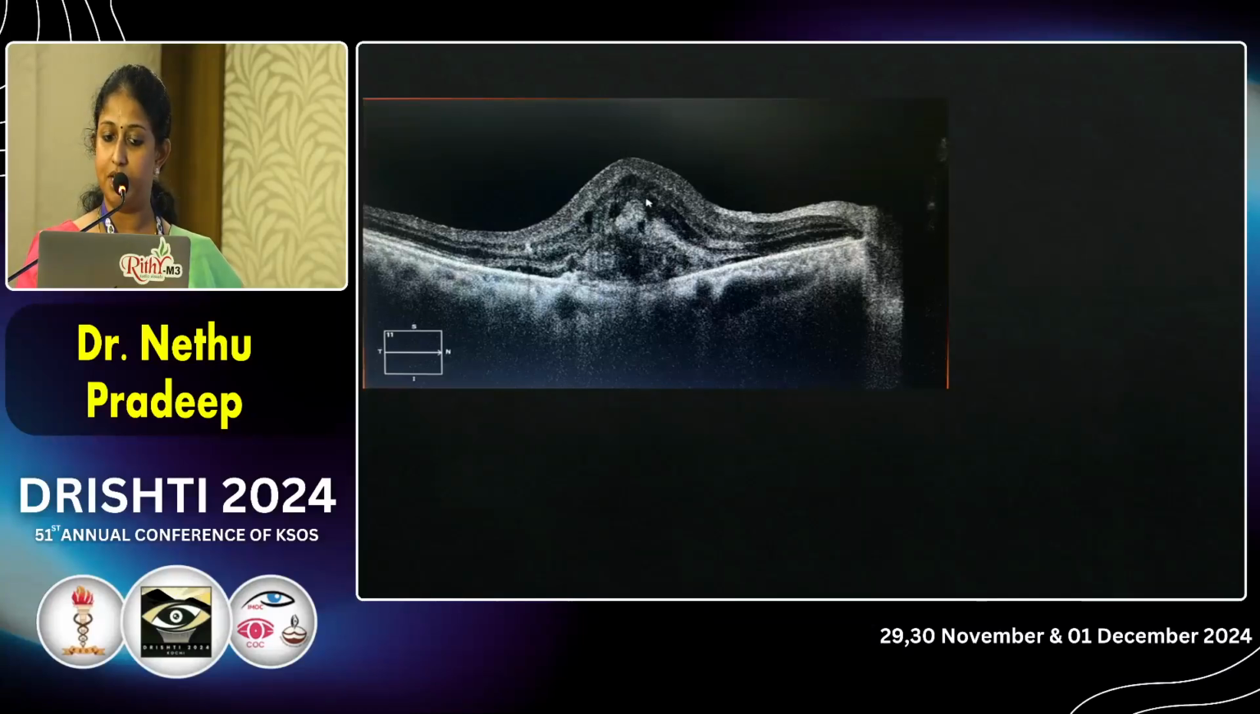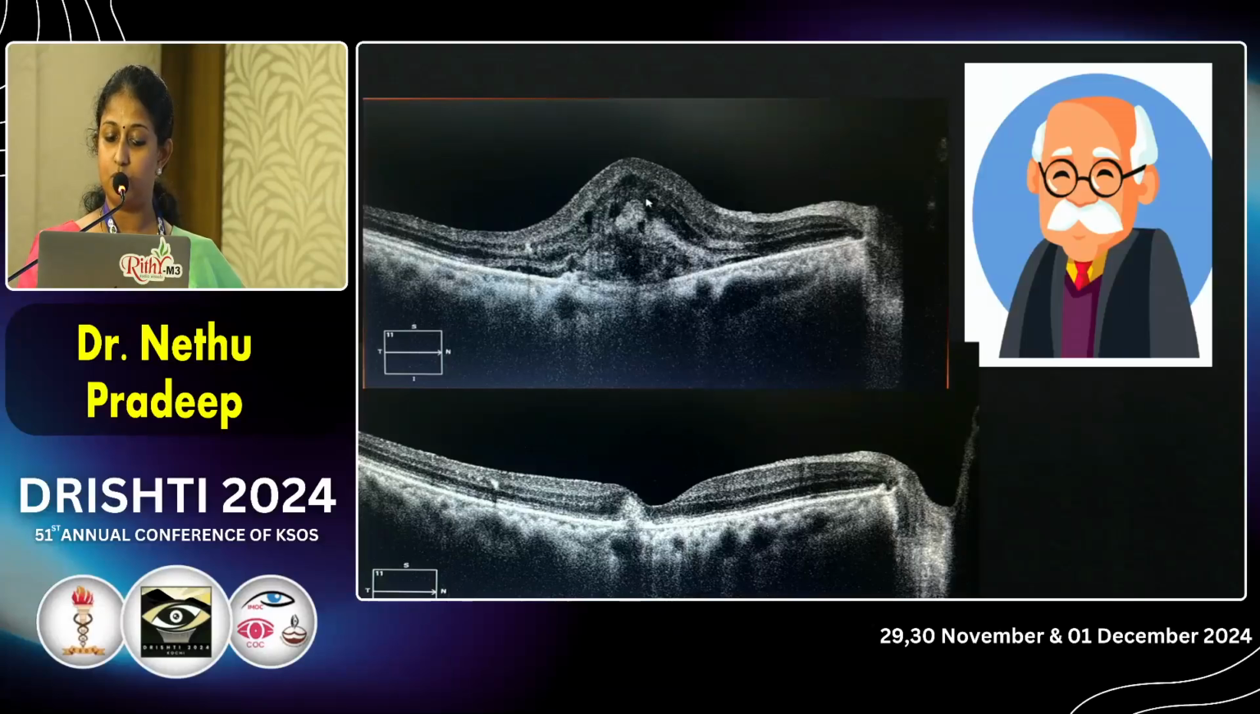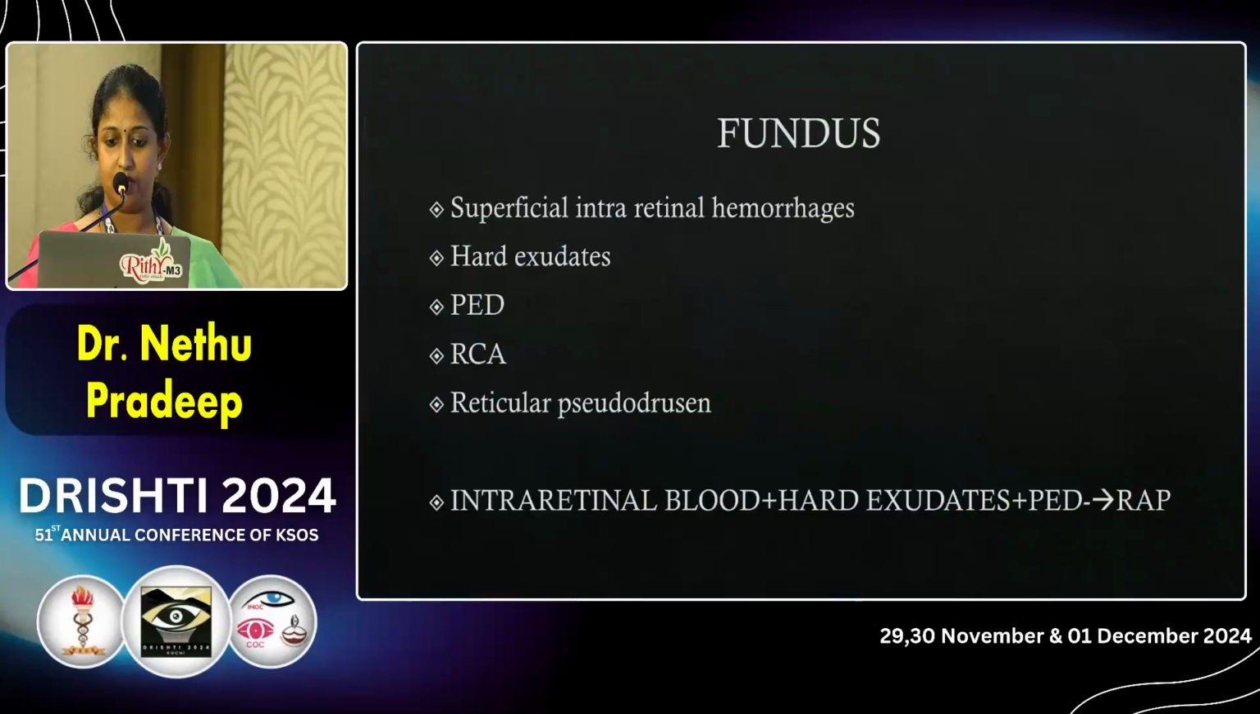So this is the summary. When the patient came, his visual acuity was 6/60, and post 3 doses, his visual acuity has improved to 6/12, and the patient is really happy.